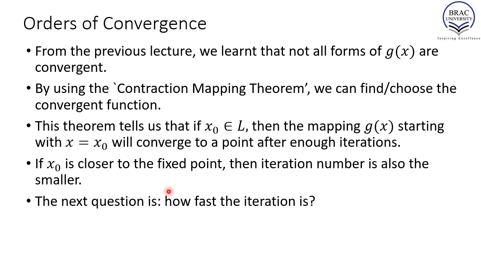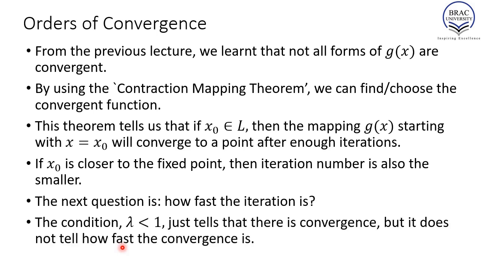The next question is how fast is the iteration? What it means is the following. For different choices of x naught, the number of iterations required is different. As we choose the point x naught close to the fixed point, the iteration number is less and less. So how fast is the convergence rate? That is the point. The condition lambda is less than 1 just tells us that there is convergence, but it does not tell us how fast the convergence is.